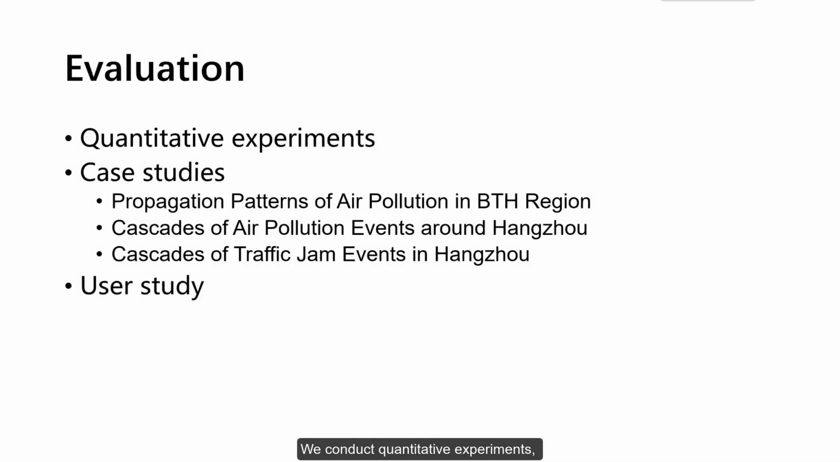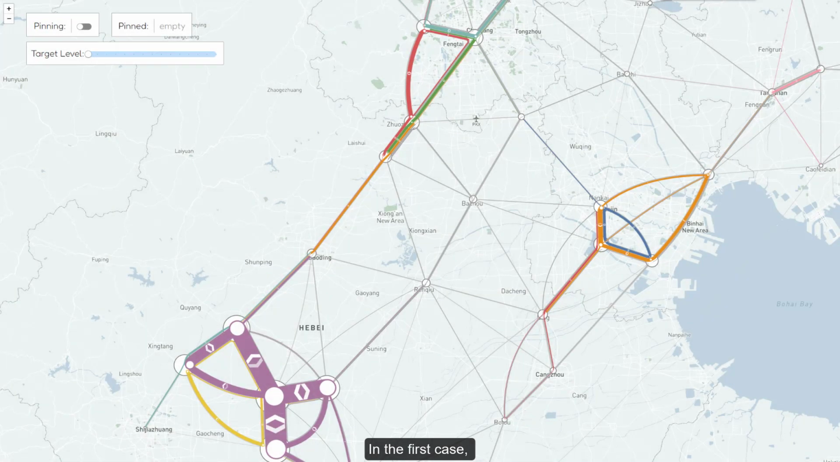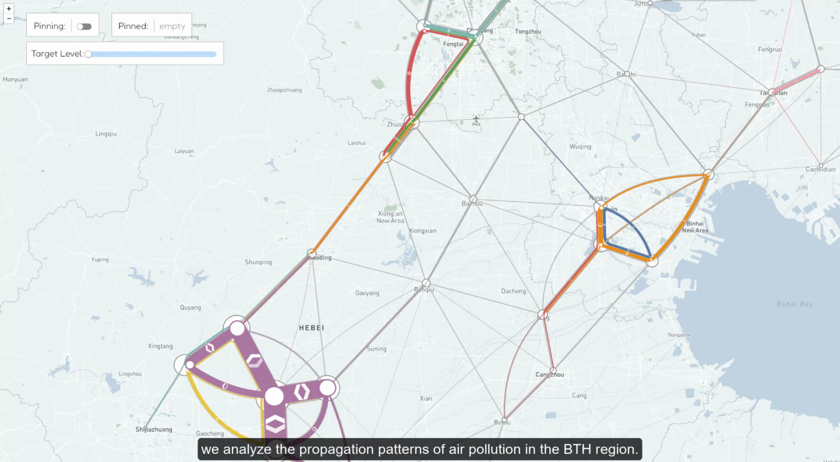We conduct quantitative experiments, 3 case studies, and a user study to evaluate our technique. This video shows the first case and the user study. In the first case, we analyze the propagation patterns of air pollution in the BTH region. Each geonetwork represents a propagation pattern.